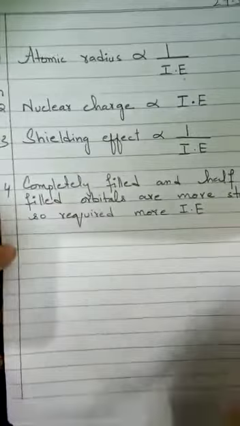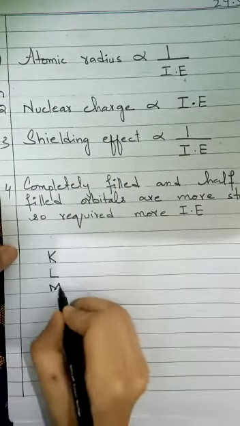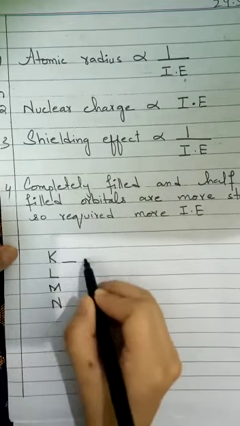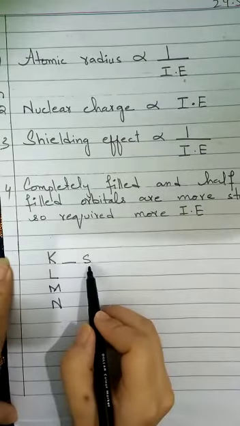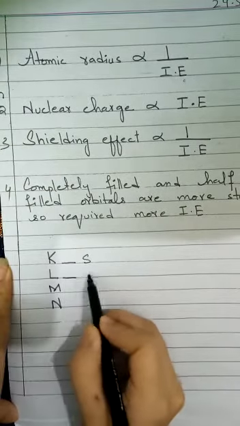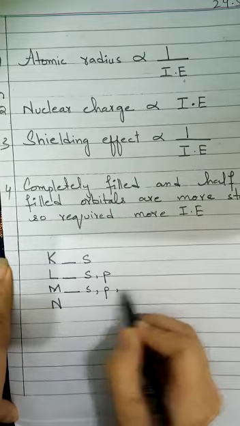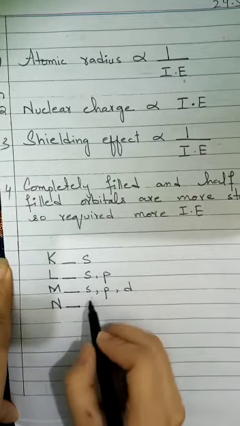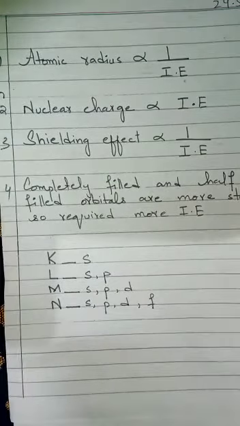Okay, what is completely filled and half filled orbital? First of all, we know that we have K, L, M and N shells. We divide the shells into subshells, that is S, P, D and F. In a K shell, only S subshell is present. In L, S and P are present. In M, S, P, D subshells are present, and in N shell, S, P, D and F subshells are present.